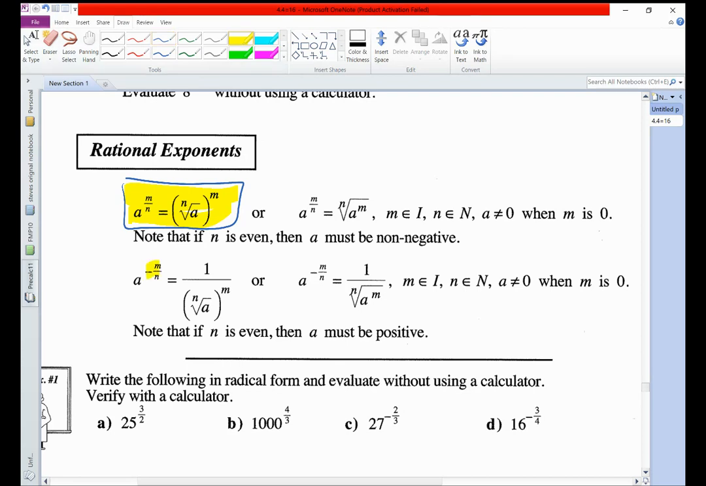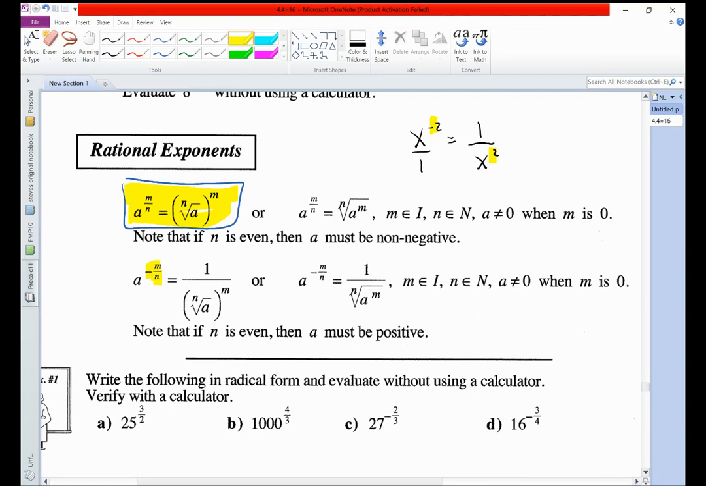If we have a negative fraction exponent, or negative rational exponent, we know with negative exponents, if you have x to the power of -2, you end up flipping that expression to make that exponent positive. So x to the power of -2 is equal to 1 over x to the power of 2, and that's how you switch that negative exponent into a positive.